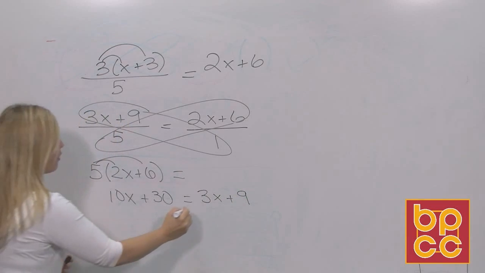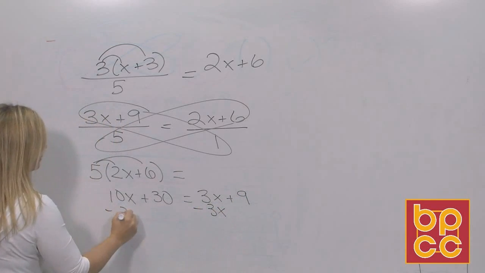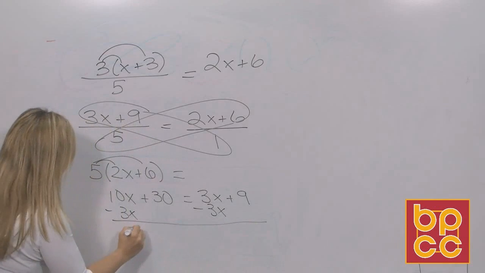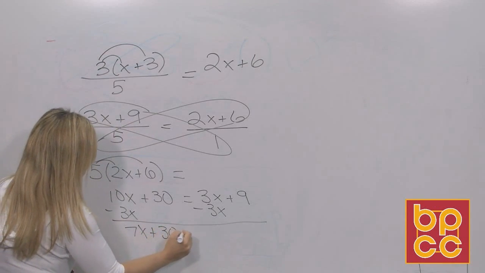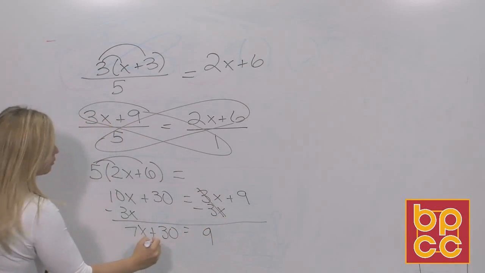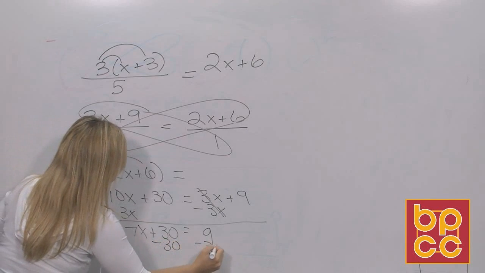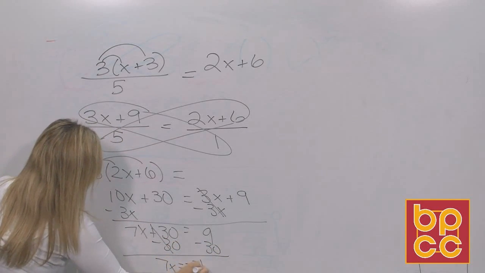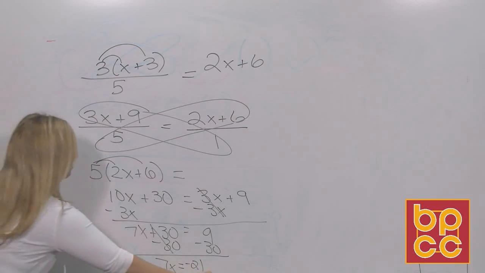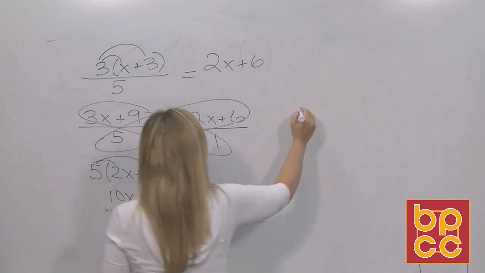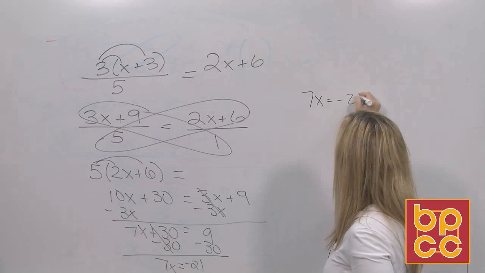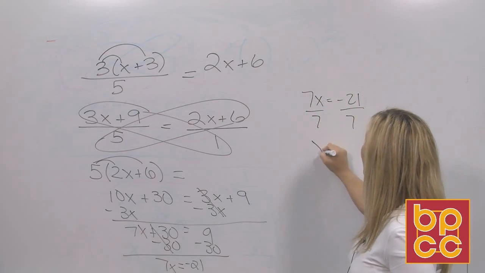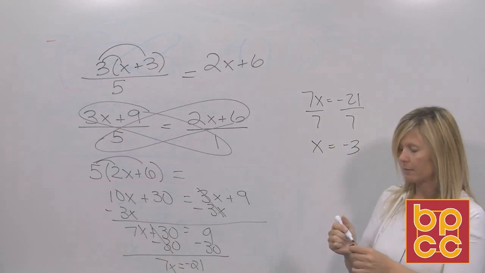And now we'll move our variables to the left. Don't I sound like a broken record? Yep, because we're doing the same steps over and over again. And we're going to move our numbers to the right. So we get 7x equals negative 21. We would have to divide by 7. So let me write that over here. And x equals negative 3.